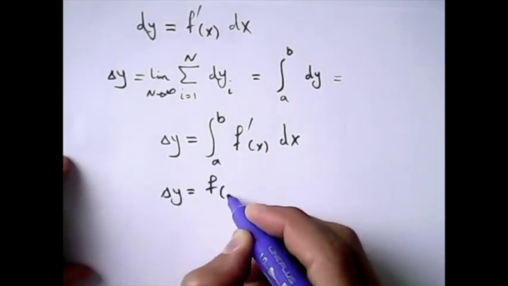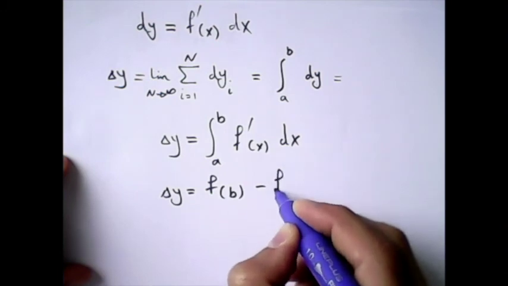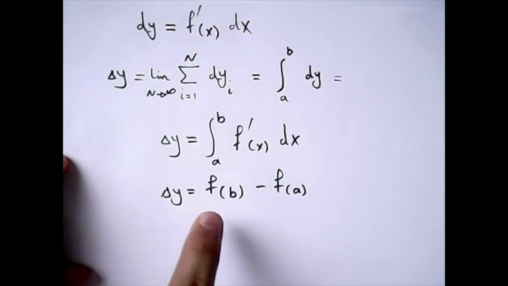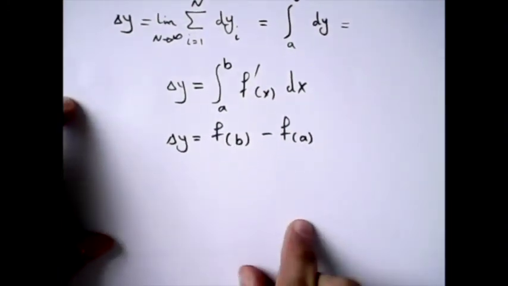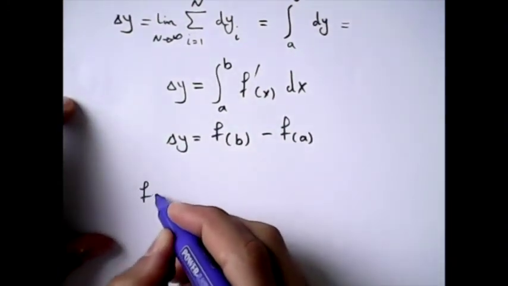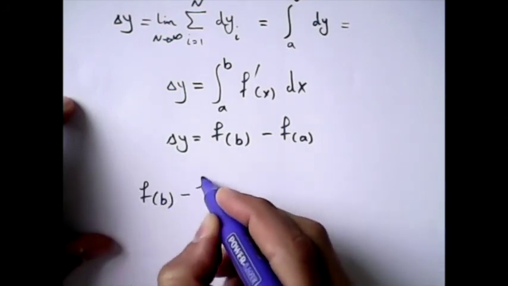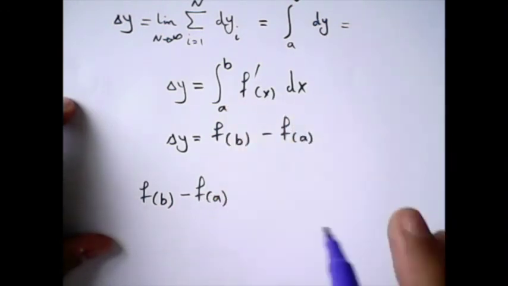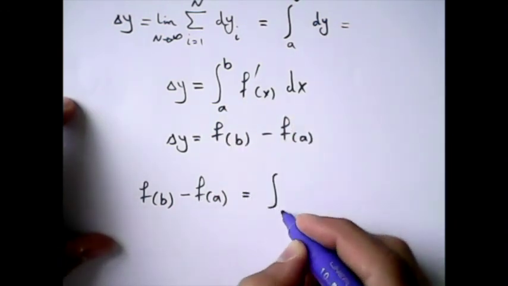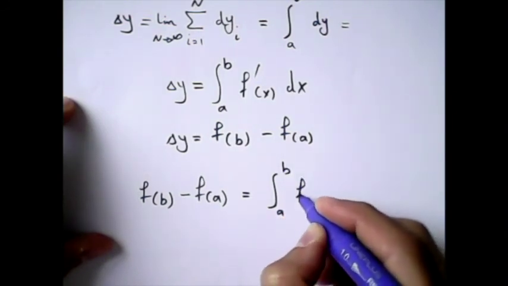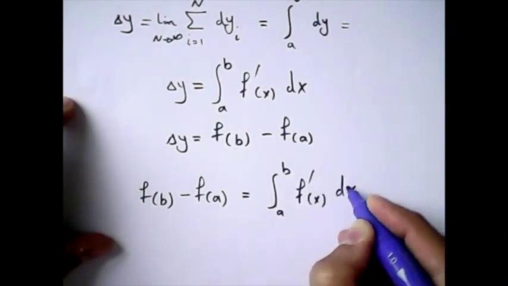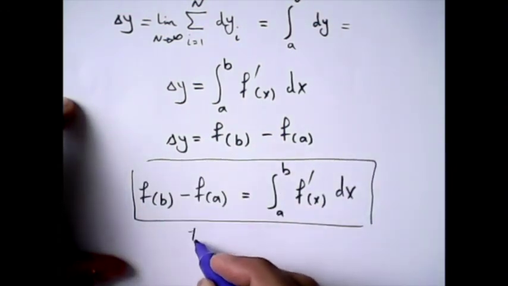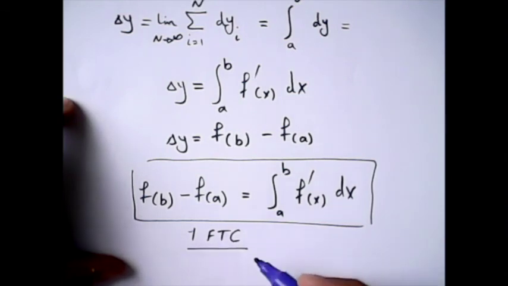We also previously found that if we have the function f, our delta y was equal to f of b minus f of a. So we have delta y on both sides, so these should be equal. Let me write down here, f of b minus f of a is equal to the integral from a to b of f prime of x dx. And this is incidentally the first fundamental theorem of calculus.